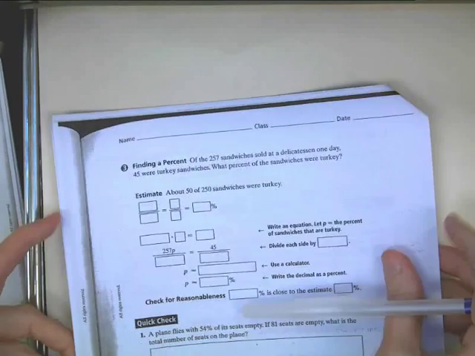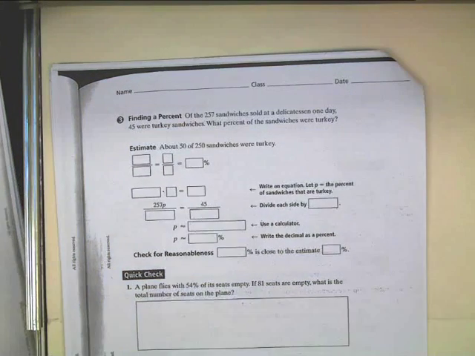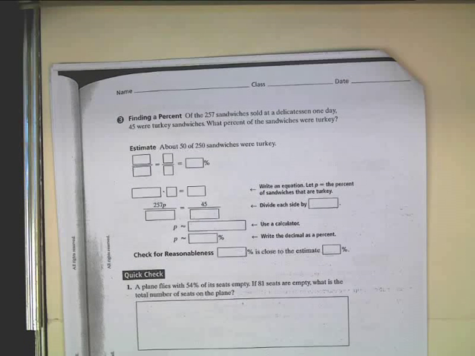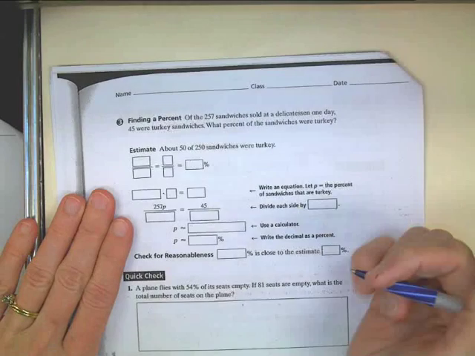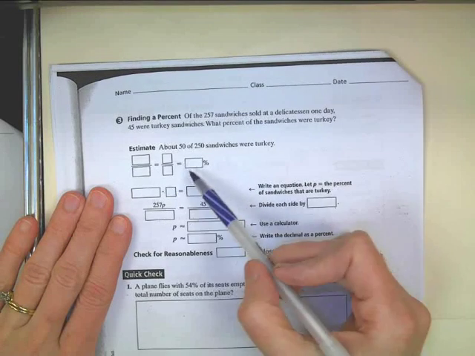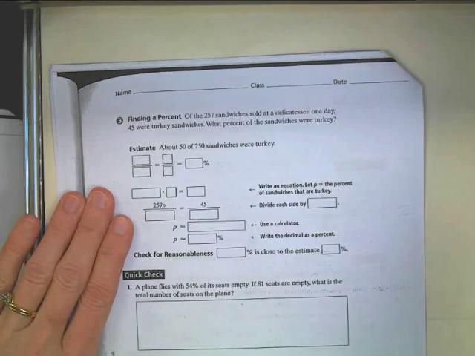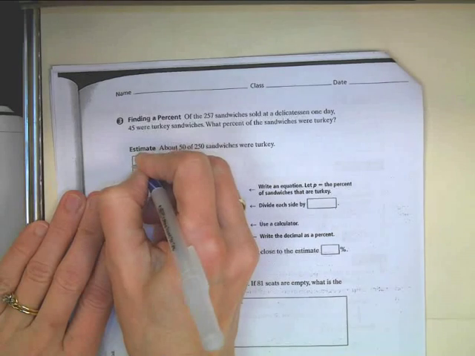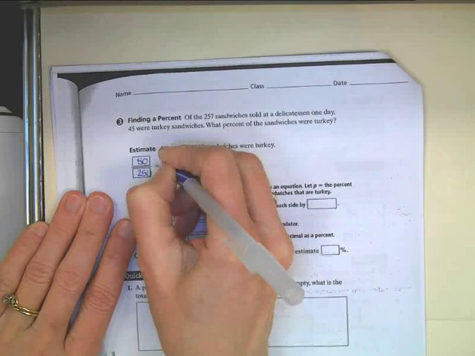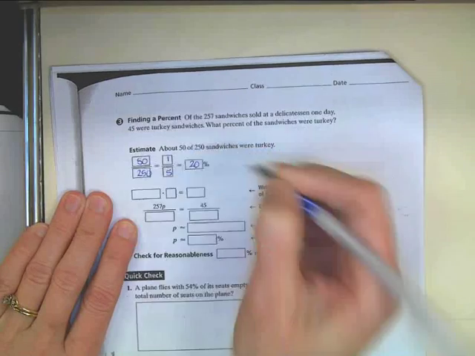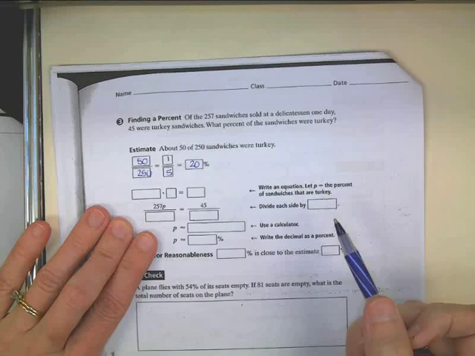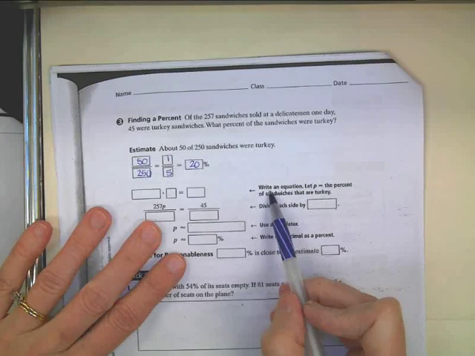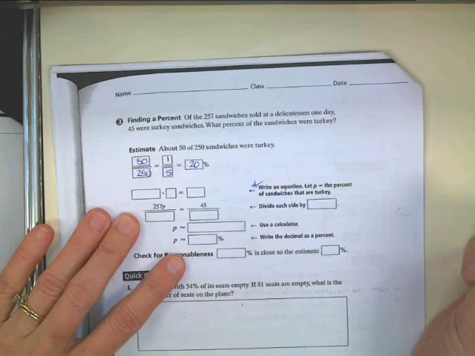All right. Next question. Number 3, finding a percent. Of the 257 sandwiches sold at a delicatessen one day, 45 were turkey sandwiches. What percent of the sandwiches were turkey? Okay, so first we have an estimate. About 50 of the 250 were turkey. So for an estimate, you could do 50 over 250 equals 1/5, which is 20%. Okay? And again, this is just an estimate, so you know if your answer is going to be at least in the ballpark.